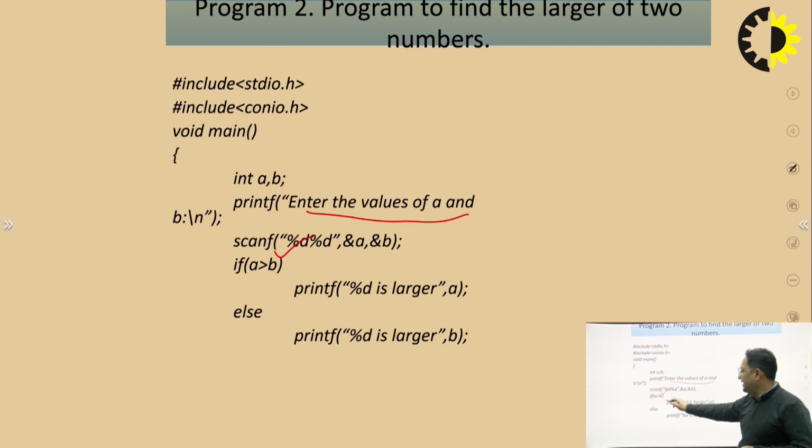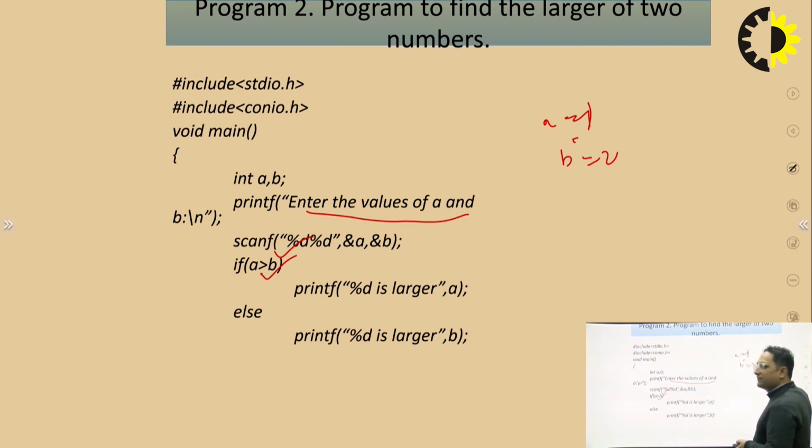So if A is greater than B, it means either value can be greater, right? The user may input A equal to 1 and B equal to 2. Even the user can reverse this, A equal to 2 and B equal to 1. So for these two sets of data, we need two different results. In the first condition, since B is greater, the answer should be B is larger. But in the second case, A is larger. So let's put these inputs in our program.